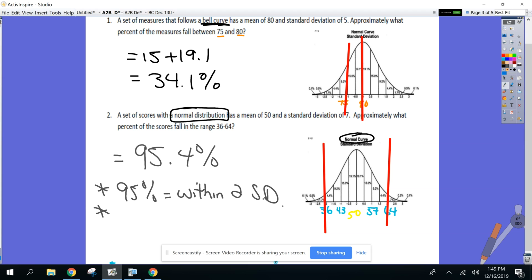There's another percent I want you to know, which is 68%. That's going to be within 1. So if you add the percents from -1 to 1, they'll get about 68 and change. Those are the 2 percents you need to be aware of when reading these problems.